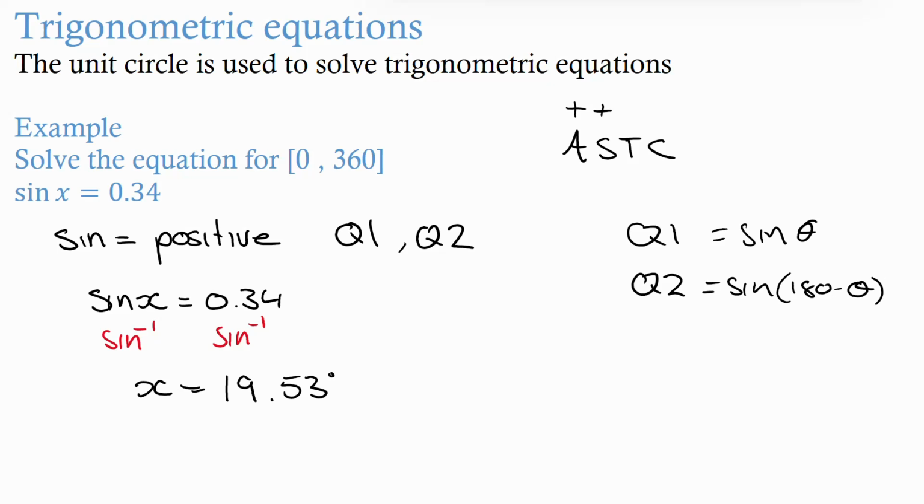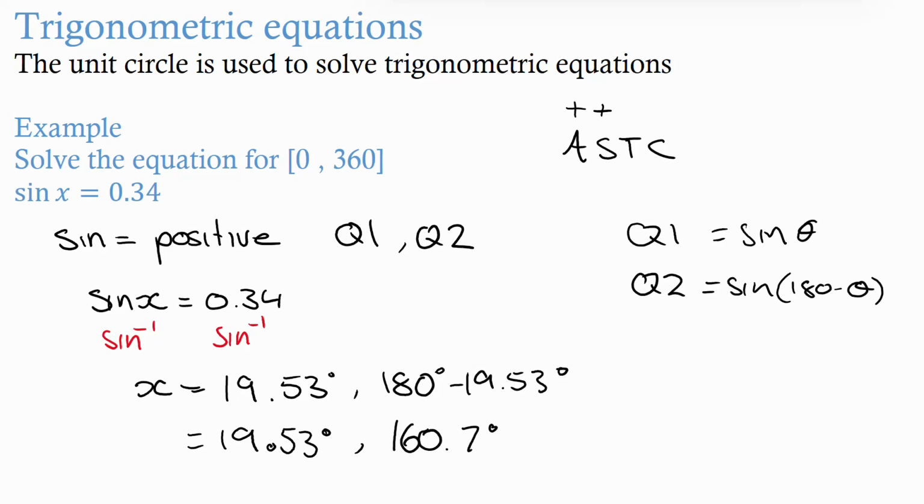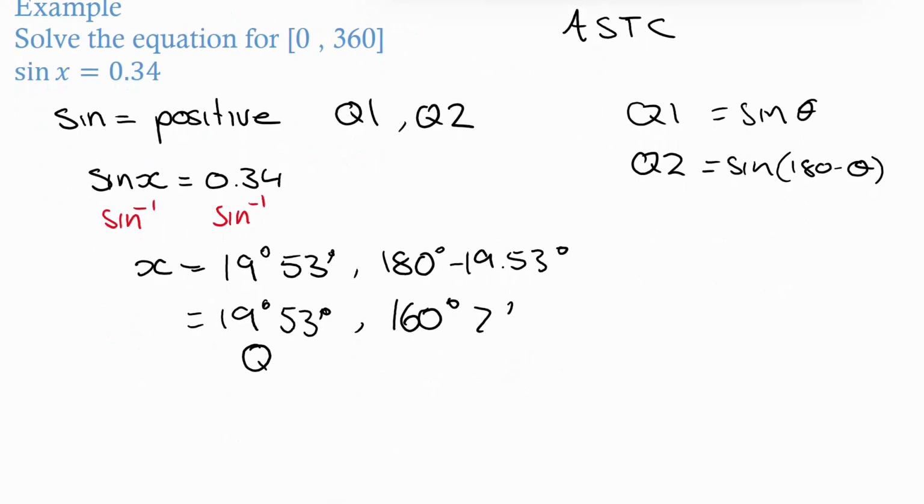So we have quadrant 1, but we need to find quadrant 2. So that's going to be 180 minus 19.53. So our final answers are going to be 19 degrees 53 minutes and 160 degrees 7 minutes. That's the same with these up here. These should be degrees and minutes. So quadrant 1 was that, and quadrant 2 was that one.